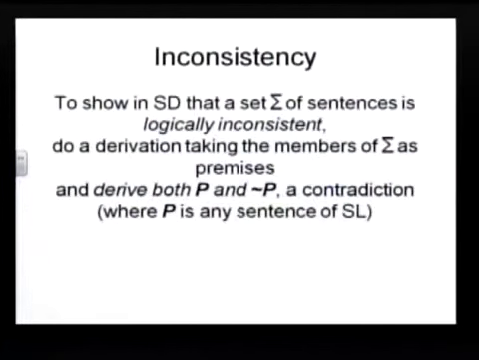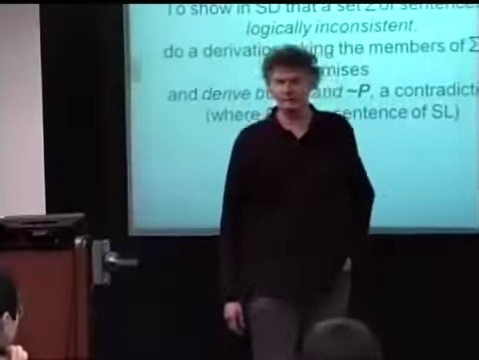And finally, to show that a set of sentences, it could be two sentences or 17 sentences, that the set sigma of sentences is logically inconsistent, do a derivation taking the members of sigma as premises and derive, once again, a contradiction. You derive both P and not P, where P is any sentence of SL.